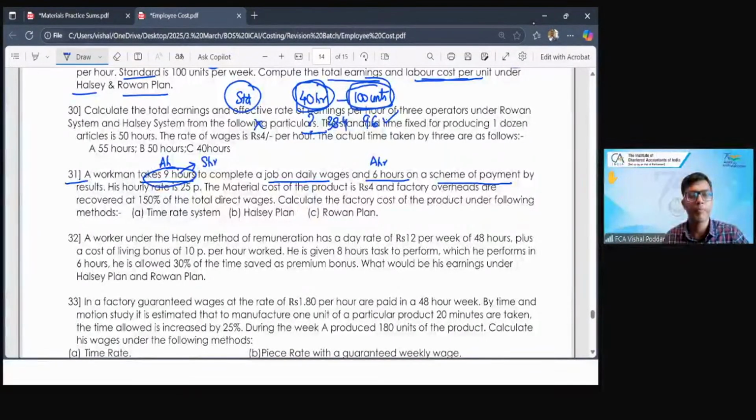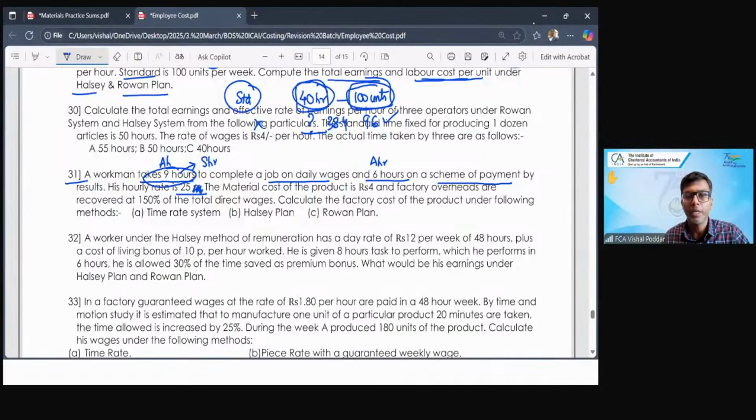So please pay attention. This is where the language plays a role in your questions. This is what I have been informing you, that in exams you have to be very, very clear with the language part, because language is the key to solving your answers correctly. So the workman takes 9 hours when he is on daily wages, that is without incentive, and 6 hours when he is on some incentive. His hourly rate is 25. I'm just making it rupees. It is not paise, it is rupees. So it is 25 rupees per hour.